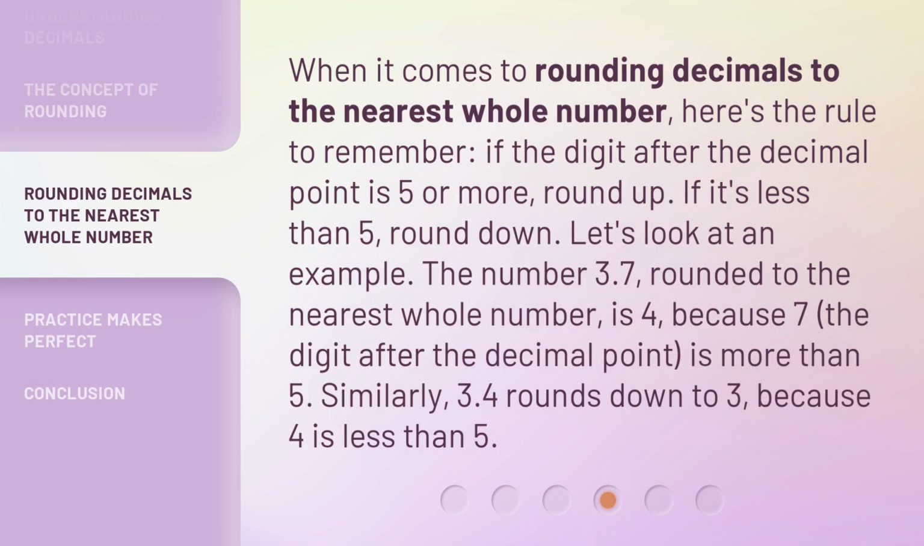When it comes to rounding decimals to the nearest whole number, here's the rule to remember. If the digit after the decimal point is 5 or more, round up. If it's less than 5, round down. Let's look at an example. The number 3.7, rounded to the nearest whole number, is 4, because 7, the digit after the decimal point, is more than 5. Similarly, 3.4 rounds down to 3, because 4 is less than 5.